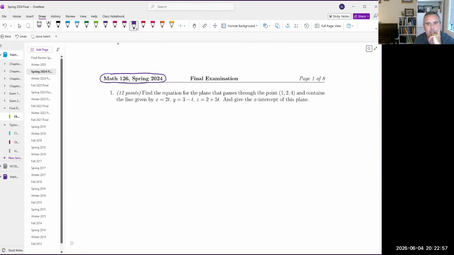find the equation for the plane that passes through the point and contains the line given by this, and give the x-intercept of this plane. So the moment you see those words, you want to have a plan. So let's look at that. And then, yeah, then we'll find a center of mass.